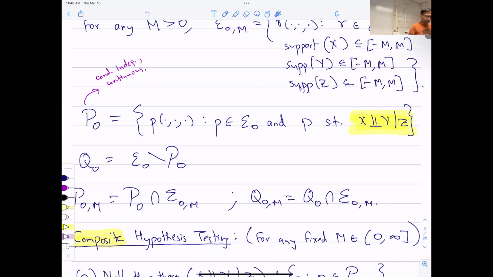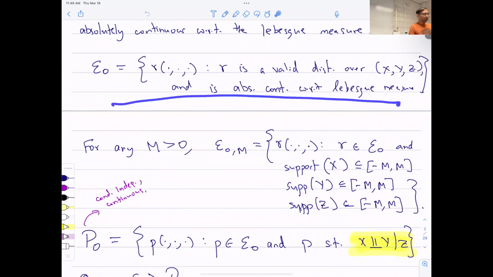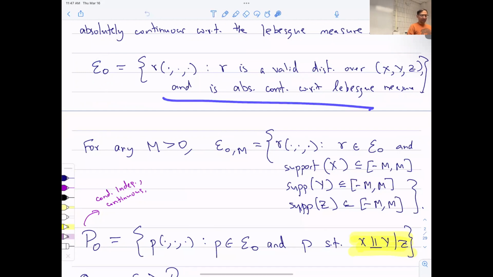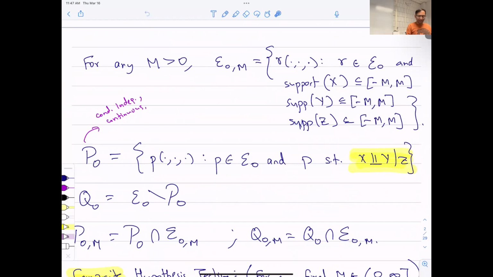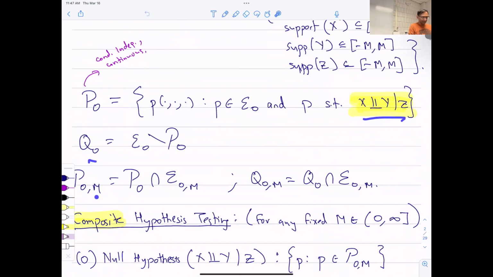What's epsilon 0? It's the set of all joint distributions. This is meant to be script E, math cal E. So I just wrote math cal E this way. The script E0 is the set of all joint distributions. E0M is restricted to distributions with support only between -M and M. P0 is the set which are conditionally independent. Q are which are not. And similarly, P0M are those conditionally independent and supported between -M and M, and Q0M are conditionally not independent, supported between -M and M. Okay. So this is the setting.